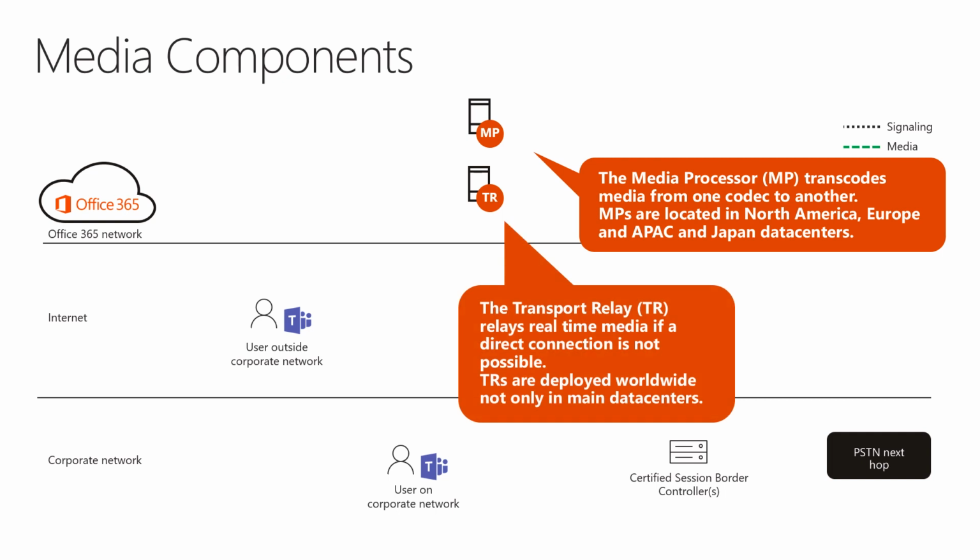The transport relay is a relay that relays real-time media if a direct connection is not possible. However, they are not doing any additional activities with the media. So it is really just a relay. So if one endpoint wants to talk to another endpoint and they want to send media, but they can't because there's a firewall in between them, they will just send the media to the transport relay, and then the transport relay will relay it. The transport relays are deployed worldwide and not only in the main data centers.